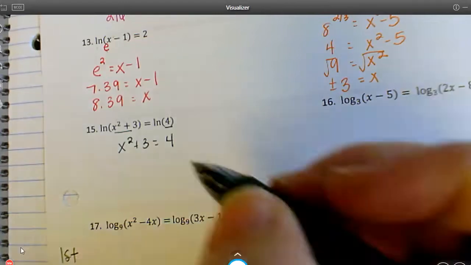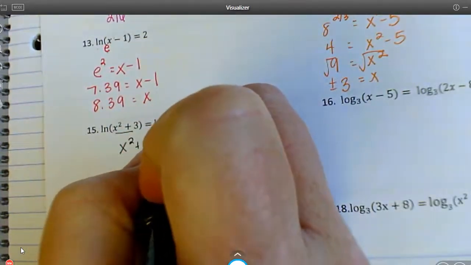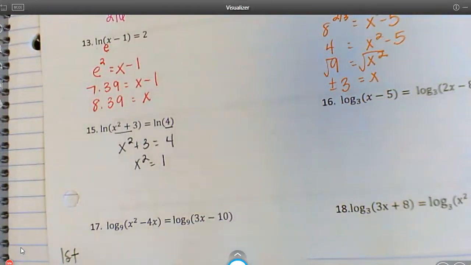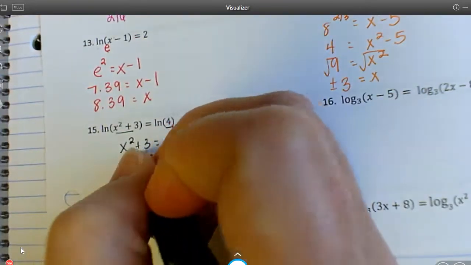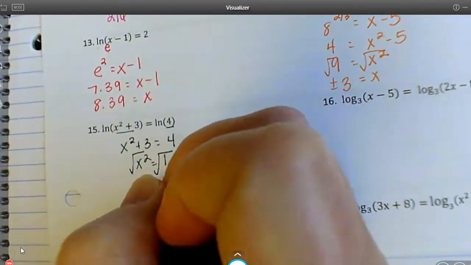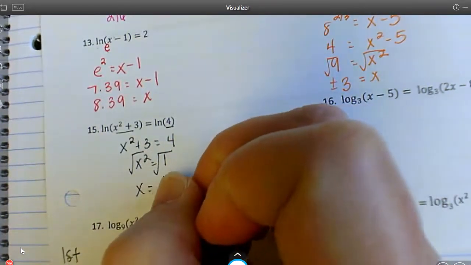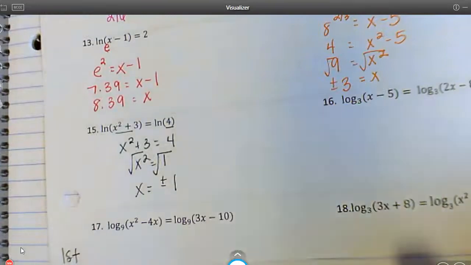So we would subtract 3 on both sides, and then solve it the same way we just did. X squared equals 9, so what would we do? Square root, and so what do we get for our answer? Plus or minus 1.